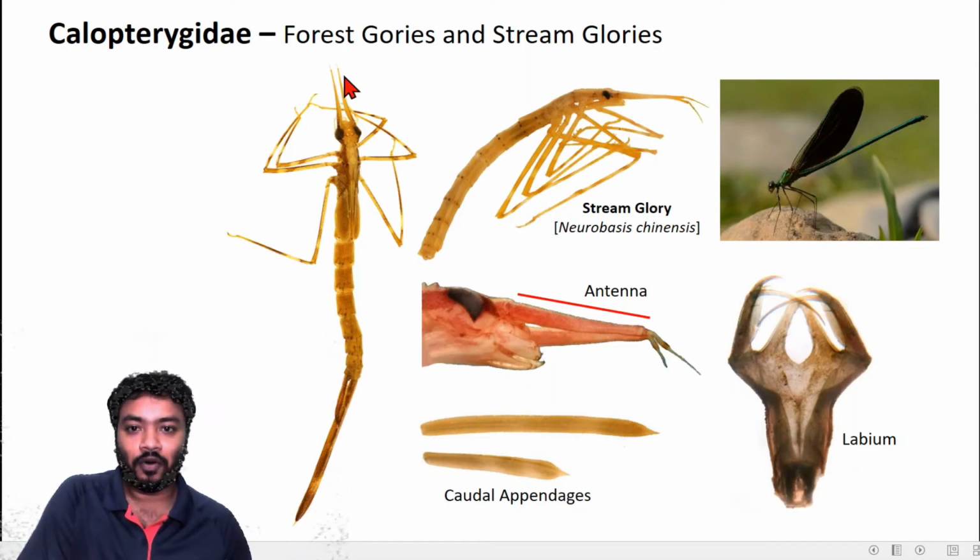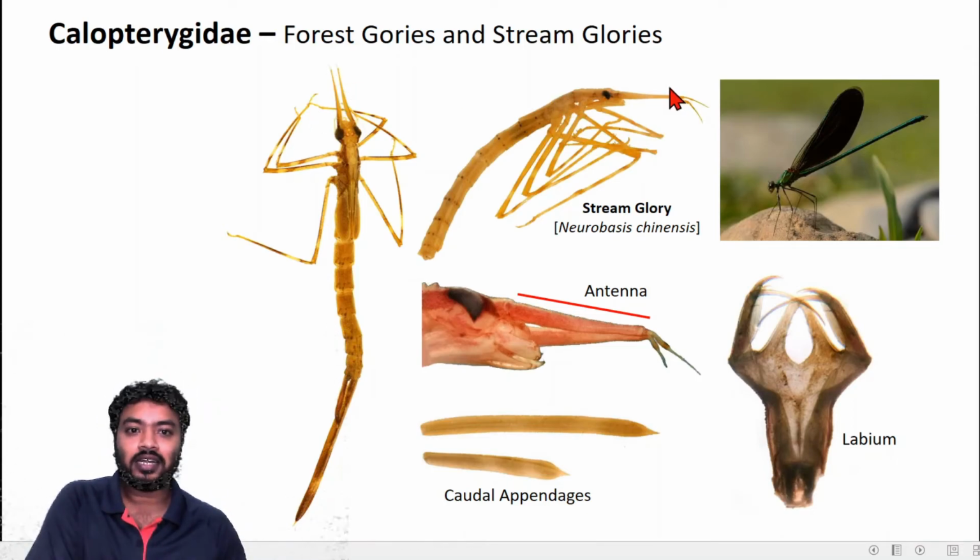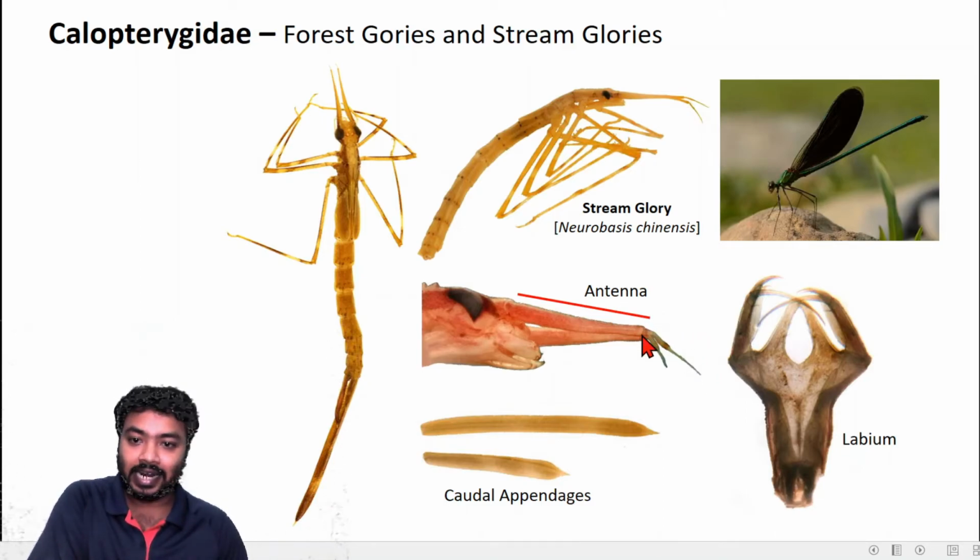Okay, so for Calopterygidae, one very unique character is the antenna. Here I should tell you that the antenna is 7 segmented, but see, the second segment is very long. The second segment of the antenna is longer than the cumulative length of the other segments. So that is the character for the Calopterygidae. See here, this is Neurobasis, that is the stream glory. Here also the same thing. This one is Vestalis, that is the forest glory.